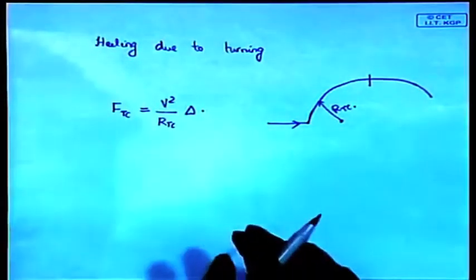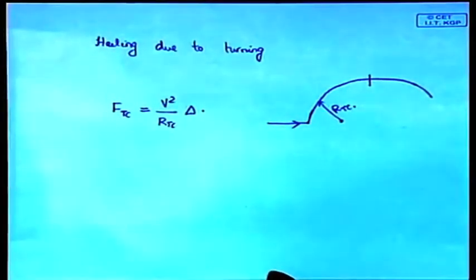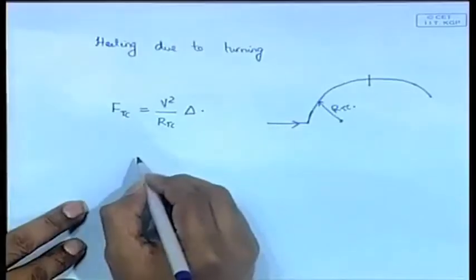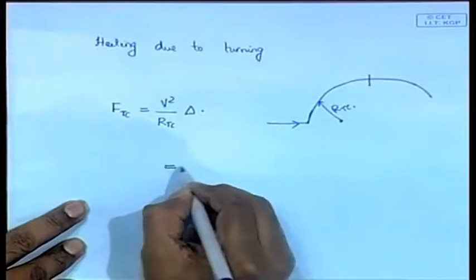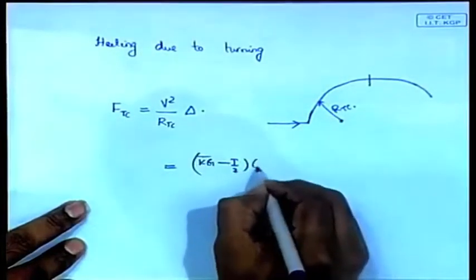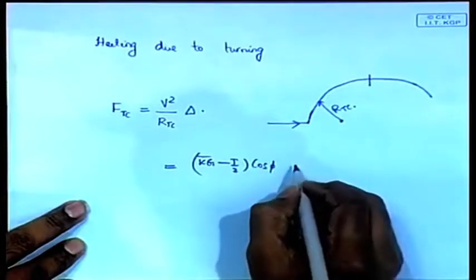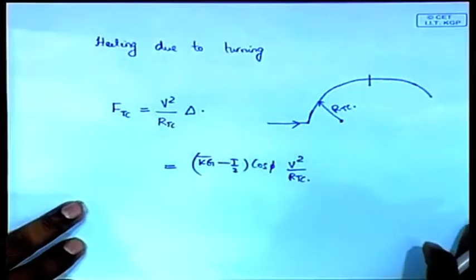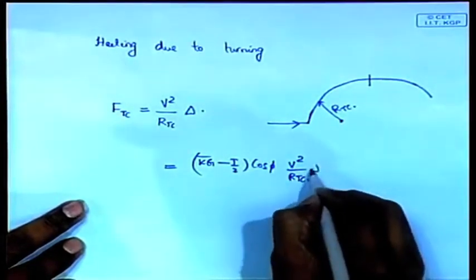I am not going to draw the figure. It is exactly the same as the wind heeling. If you remember, last time it became (HV plus T/2) cos phi, which I derived. Just like that, L in this case is (KG minus T/2) cos phi. So the moment becomes (KG minus T/2) cos phi into V squared by R Tc, into delta. This gives you the turning moment.